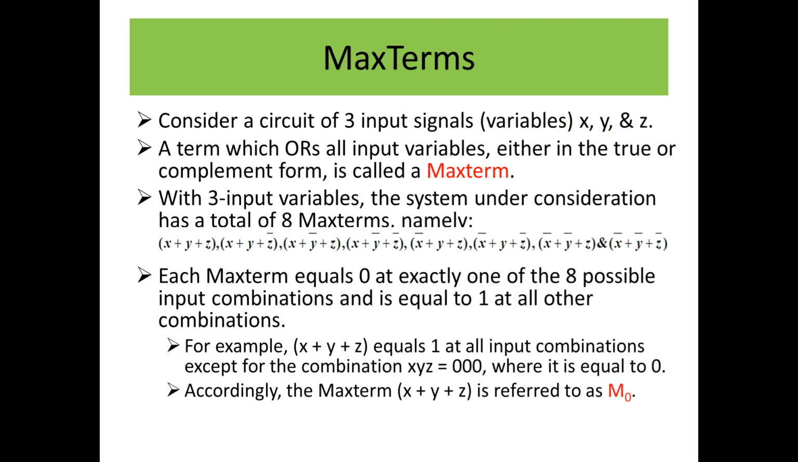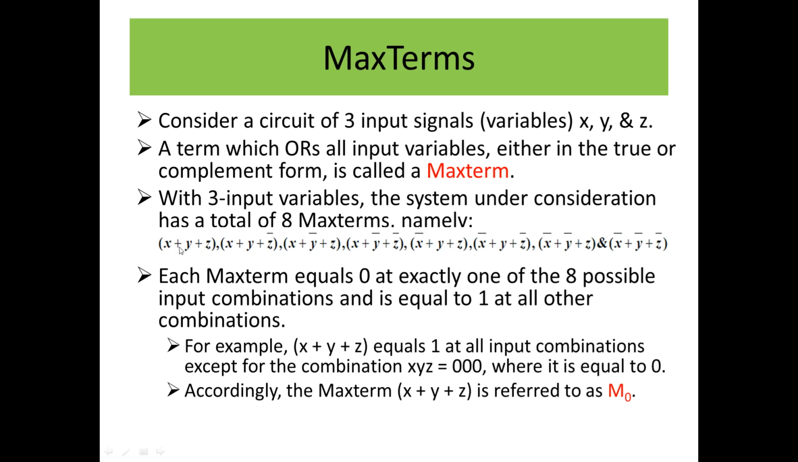Consider a circuit of 3 input signals x, y and z. A term which ORs all the input variables, either in the true or in the complement form, is called a Maxterm. With 3 input variables, the system under consideration has a total of 8 Maxterms. As we learned for minterms, if the input variables are x, y, z, then 2 raised to 3 is equal to 8. Similarly, a system with 3 input variables x, y, z will have a total of 8 Maxterms.